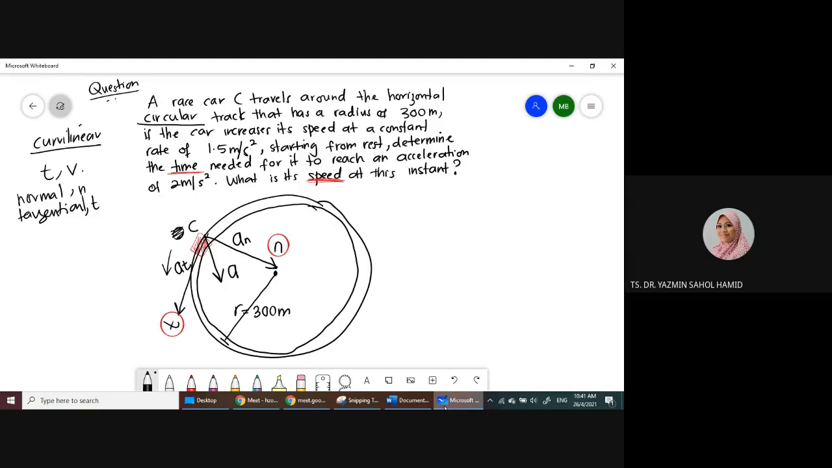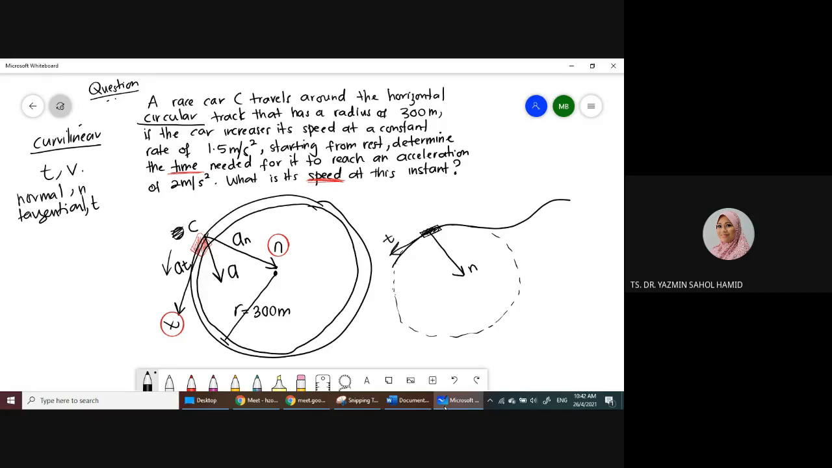Okay, very simple. First of all, I apologize. I didn't realize that my headphone has a volume control, loud or slow. Rupanya saya tertekan off. That's why I couldn't hear any one of your voice. Okay, if you want to know the direction of the N, I have told you before, this is our curve. Let's say this is our car. Its N must be concave, so you have to draw the circle. So the N will be in this direction.